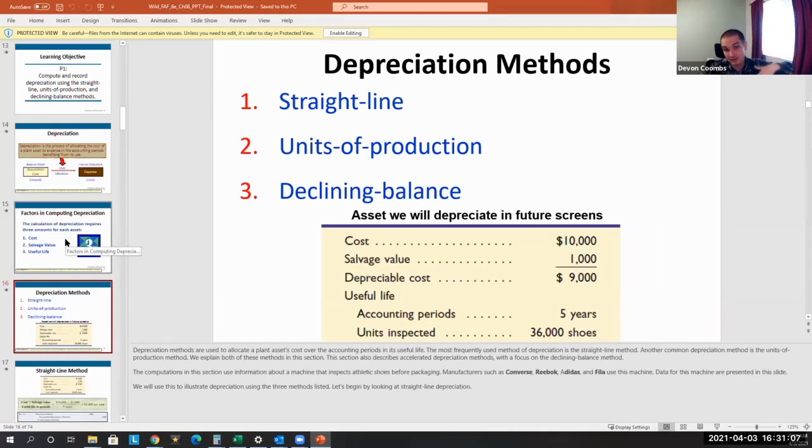There's advantages and disadvantages to each of these as well from a business perspective, which is where, as an accountant, you can add value, helping determine these elections. So assets we would depreciate in future screens. You're going to take the cost of something, the salvage value, and then the difference is your depreciable cost. So let's say we bought a $10,000 car. We figure at the end of its life, we can sell it for scrap parts of $1,000. We're only going to depreciate $9,000 of cost.